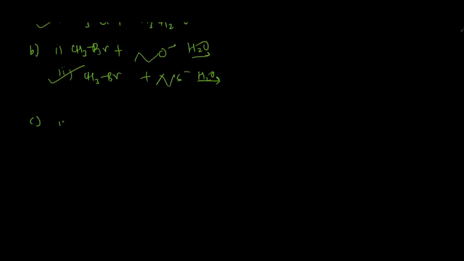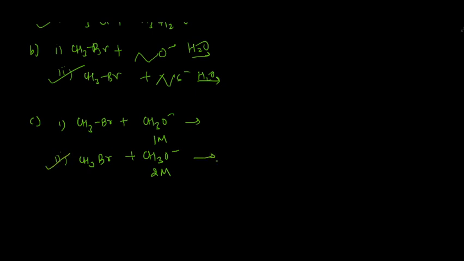In C we have CH3Br plus CH3O negative, which is 1 molar. And second we have CH3Br and CH3O negative, which is 2 molar. We know that the rate of SN2 depends on the concentration of nucleophiles. So the second is the answer.